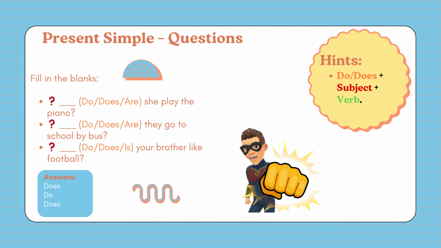Let's move on to forming questions in the present simple. We start with do or does, then add the subject and base verb. Let's look at three examples. One, does she play the piano? Two, do they go to school by bus? Three, does your brother like football? Use do with I, you, we, they, and does with he, she, it. This question structure is key to everyday English. Keep practicing, and let's keep learning.